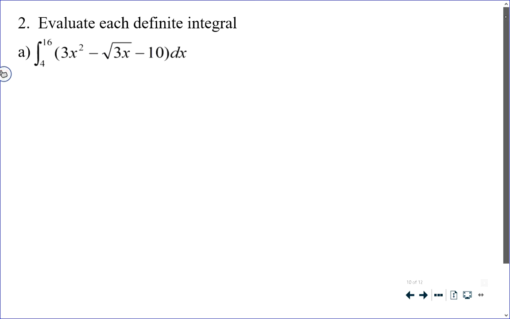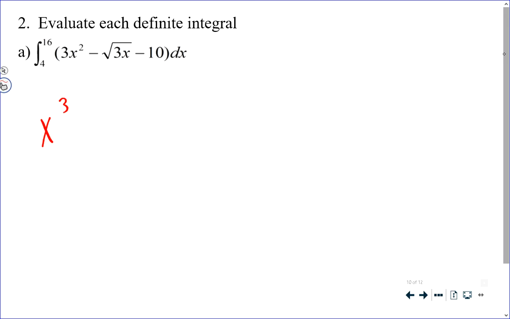All right, question 2 says evaluate each definite integral. You know, again, it's the terminology that's new here. If I gave this to you a couple of days ago, you should probably be able to figure it out. Be aware, though, this does not necessarily represent an area. So what we have to do is anti-differentiate 3x squared minus root 3x minus 10. The antiderivative of 3x squared is x cubed.